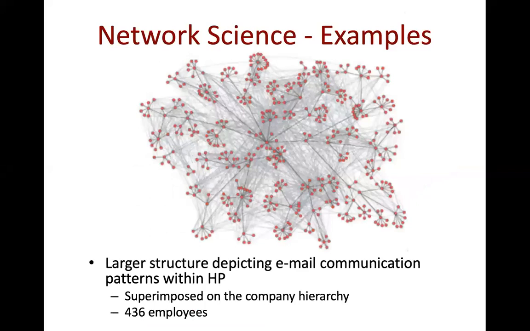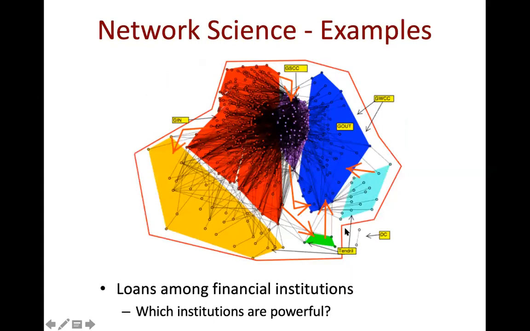Of course, we have larger networks, like the Hewlett Packard network, which was a superimposed company hierarchy for 436 employees. You can see that the network in HP was very much hierarchical, and you can see how it was organized. This kind of network can also be seen in, let's say, Subversion, your software development products. So many quite interesting things can be mined from network science.